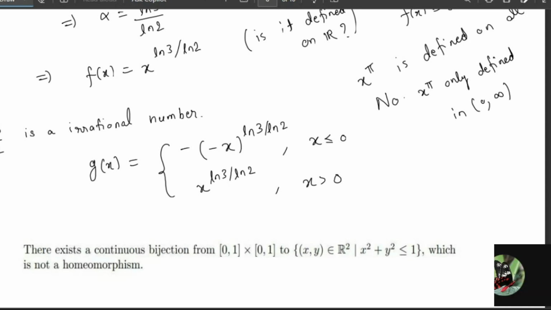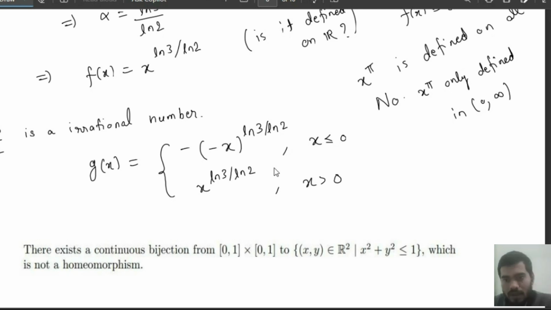Yes, sir. Audible. So is it 1-1 and onto or not? I think not, sir. Why? See, it is 1-1 and onto. Not onto, only 1-1.